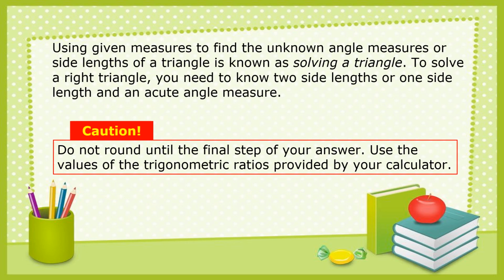Using the given measures to find the unknown angle measures or the side lengths of the triangle is known as solving a triangle. To solve a right triangle, you need to know two side lengths or one side length and an acute angle. Do not round until the final step. Please remember this one: do not round until the final step of your answer, since you are using your scientific calculator to find the values of the trigonometric ratios.